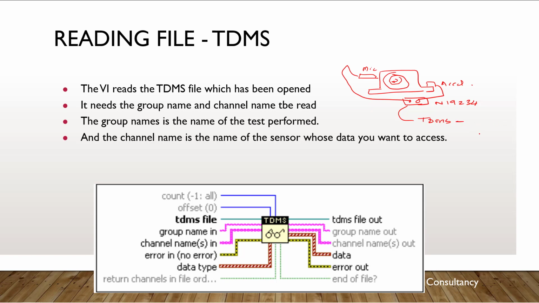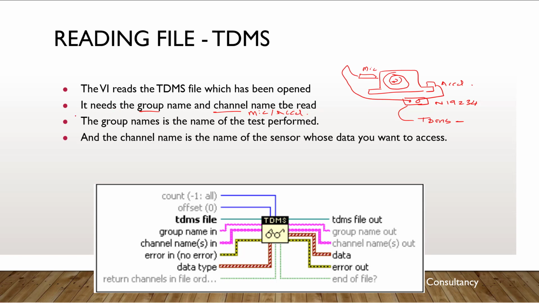Okay, and the problem with this now is how it will know whether this is microphone data or accelerometer data, and so on. For that, you can simply use the channel or the group option that is available in the TDMS file. The channel will help you to understand which data it is, whether this is microphone data or accelerometer data, or whatever other sensor that you are using.